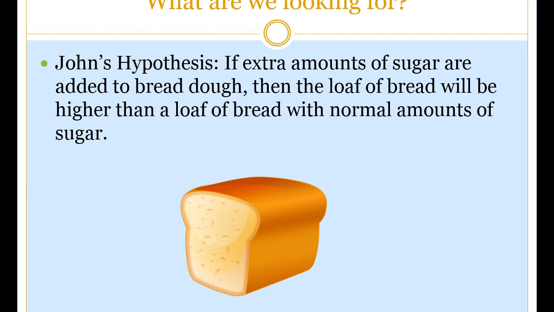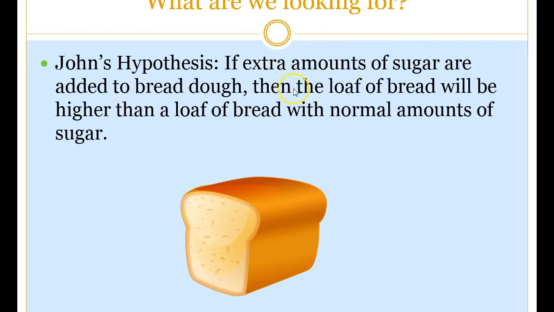In this example, let's read John's hypothesis. If extra amounts of sugar are added to bread dough, then the loaf of bread will be higher than a loaf of bread with normal amounts of sugar. So the first thing we have to do is identify the independent and dependent variables. Now, the good news is if hypotheses are worded correctly, they should always be in an if-then format. In the if part, if extra amounts of sugar are added to bread dough, the if part should contain my independent variable. What am I changing? In this case, John is changing the amount of sugar. That is my independent variable.